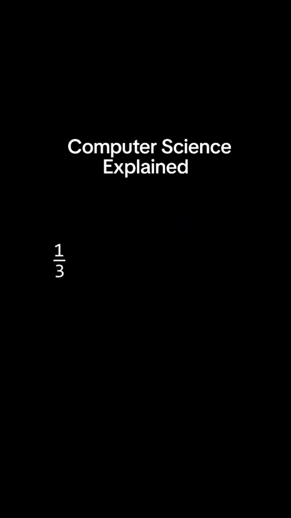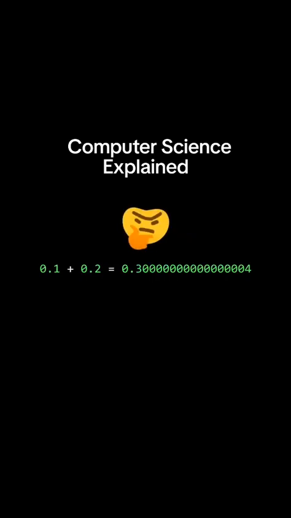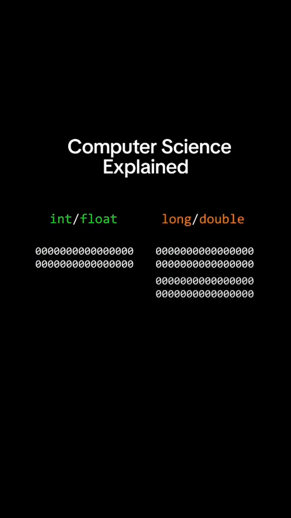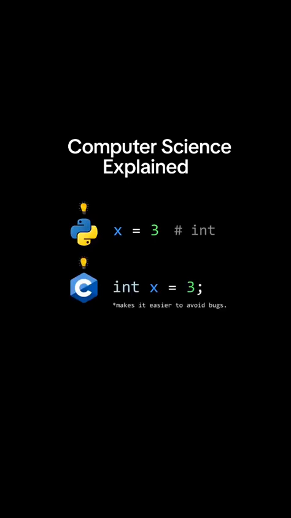Some fractions, like 1/3, can only be approximated in binary with an infinite sum. But since memory is not infinite, you have to cut it off at some point, which leads to rounding errors, causing pretty weird calculations sometimes. If these are not enough, long and double use twice the amount of memory to double the range of ints and floats. Some languages like Python automatically figure out which type a variable is, but in a language like C, you have to explicitly declare the type of a variable.